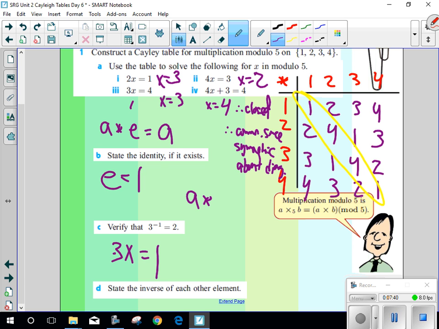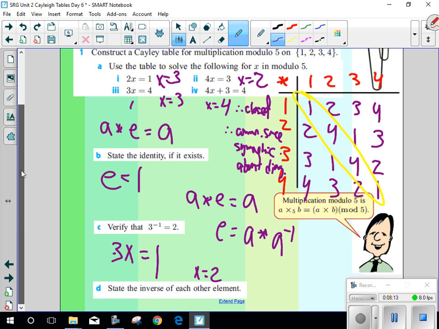A star E equals A, right? So what's E equal to? A star what? A inverse, right? That's what the inverse is. So 3 inverse, we're going to show that it's equal to 2. So 3 what is going to give me 1? 3 what is going to get me 1? X is equal to 2.